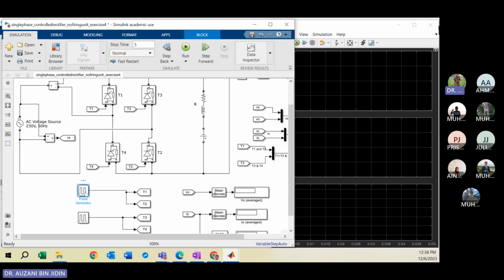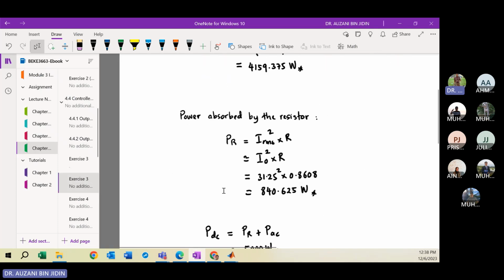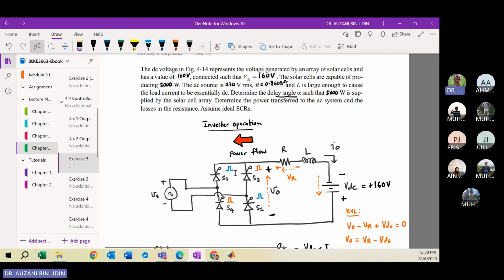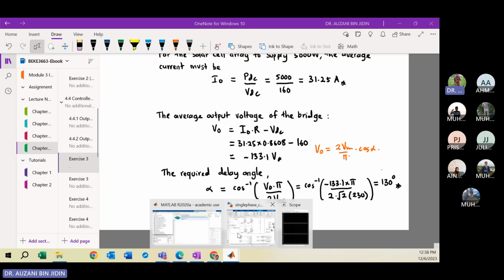Believe me, you just trust me. The current pulse we set here is what value we calculated just now? 130 degrees. So where is the current pulse? Here, 130 degrees. So it means we try to operate the converter in inverter operation. Okay, so this is the simulation.